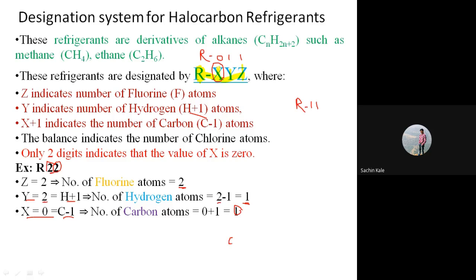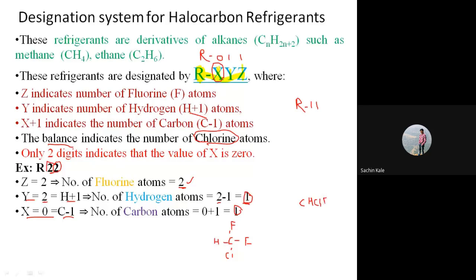As only one carbon is present, that carbon will have a valency of 4. Out of that 4 valency, 2 will be fulfilled with the help of fluorine, so the number of fluorine atoms is F equal to 2. The number of hydrogen atoms is 1, so H equals 1. Whatever balance remains will be fulfilled with the help of chlorine atom. So here R22 has the chemical formula CHClF2.